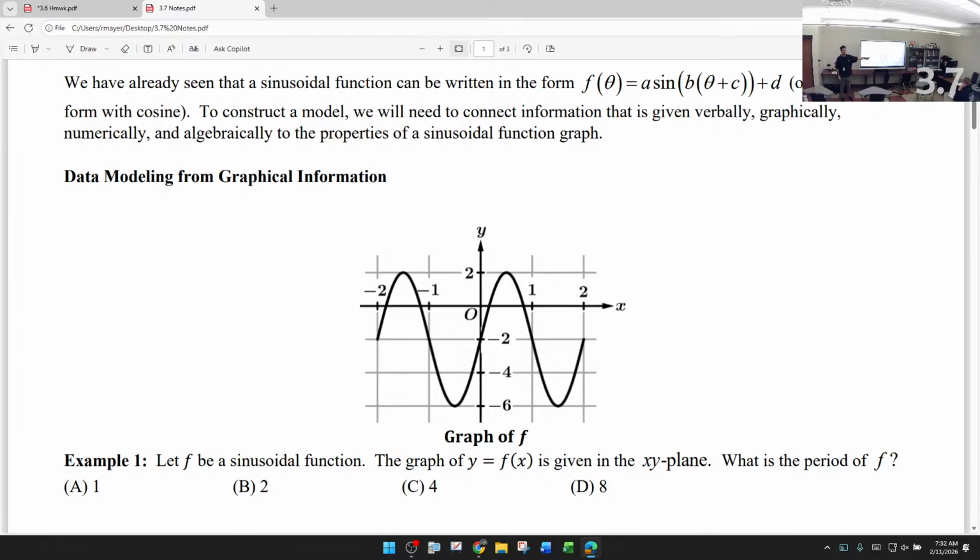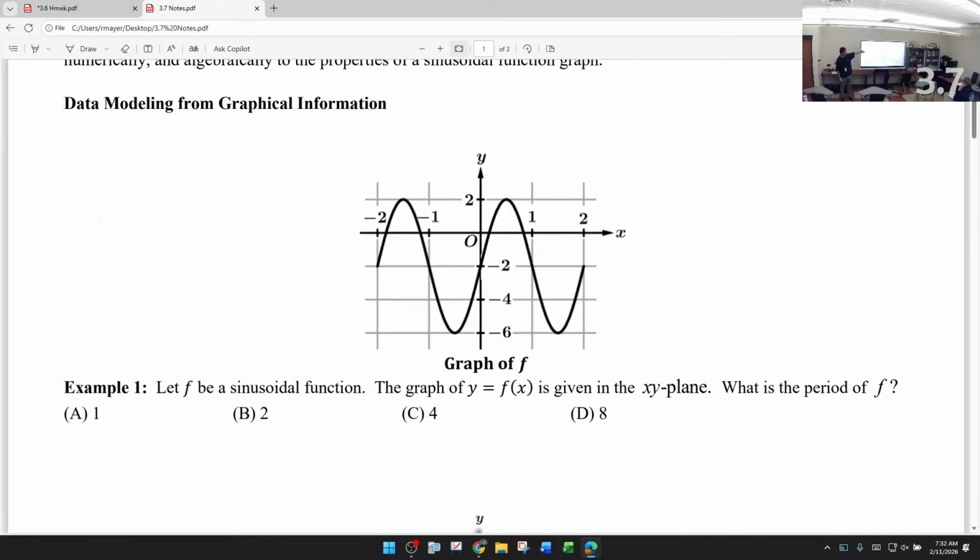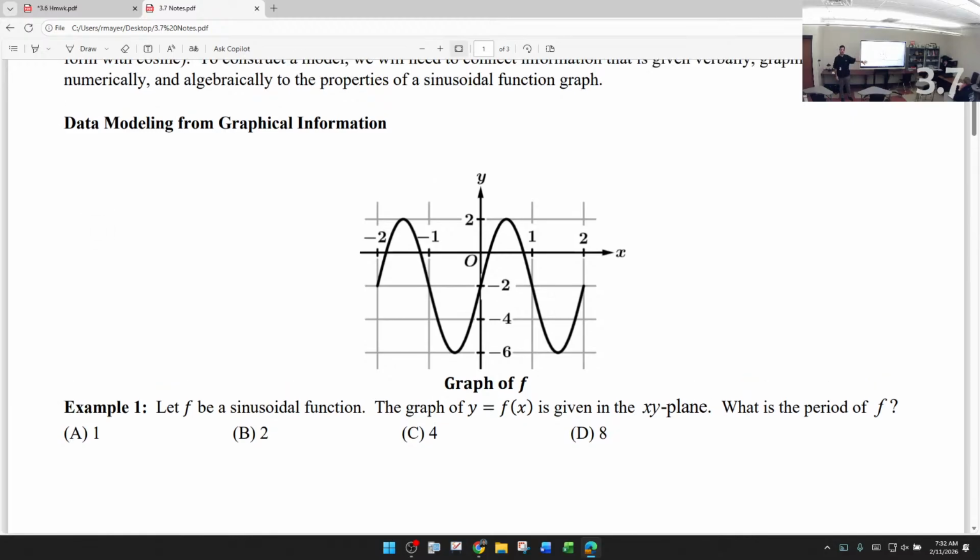Graphical information. Example, number 1. So let f be a sinusoidal function. Wow, I'm glad it's a sinusoidal function.